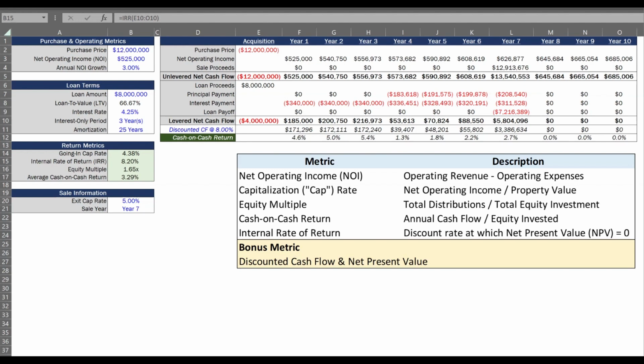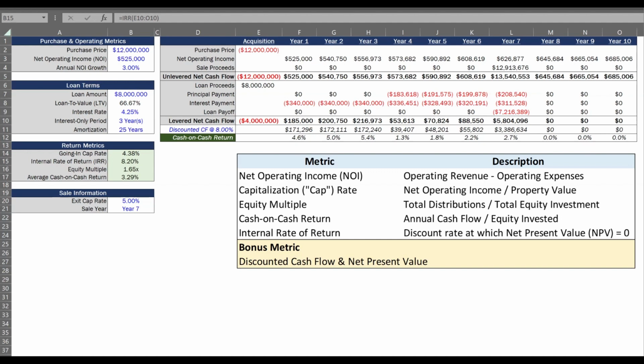So let's talk about how the IRR is actually calculated. And Excel makes it super easy. It has an IRR function, but IRR is calculated by taking the discounted cash flows of the investment and finding the rate at which the sum of those discounted cash flows equals the initial investment.